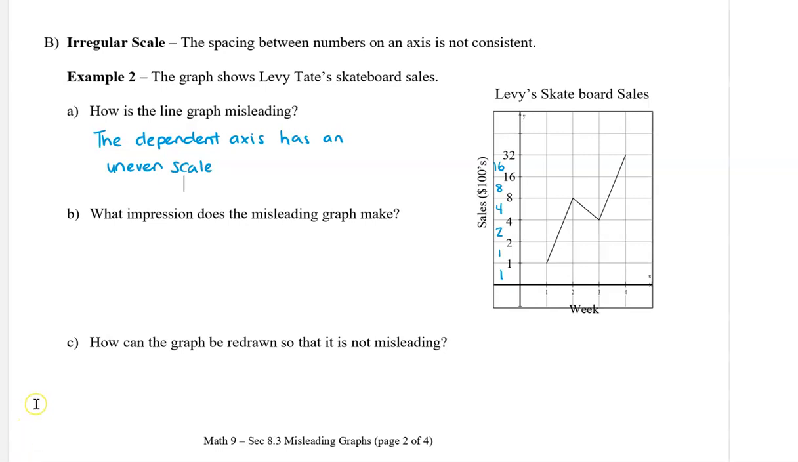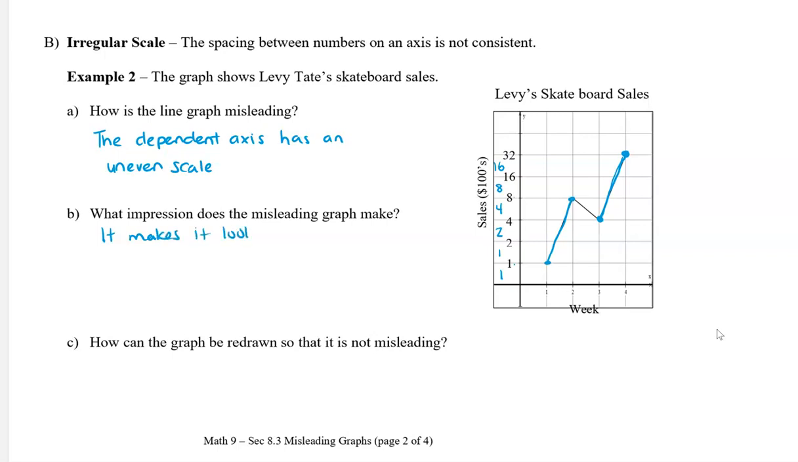So what impression does a misleading graph make? Well, it looks like the jump from week 1 to week 2 is 3 squares, so that makes it look like it's the same from week 3 to week 4, which is also 3 squares. However, when we take a look at the dollar value, the week 1 to week 2 is only an increase of $700, so from $100 to $800. And then from week 3 to week 4, it's actually from $400 all the way to $3,200, which is actually a $2,800 increase.